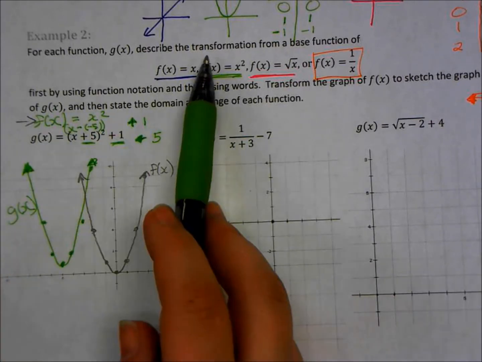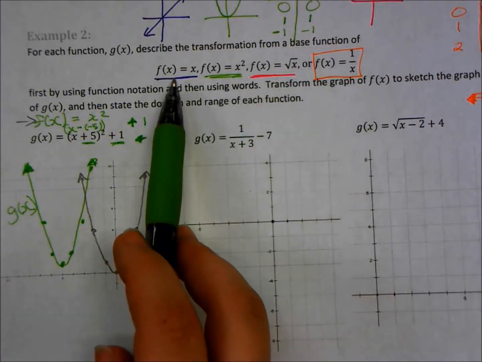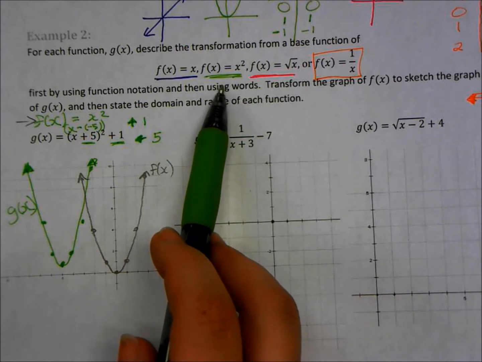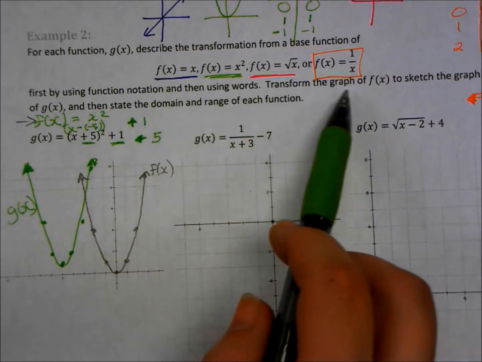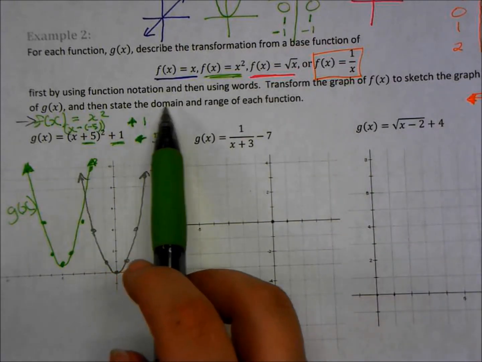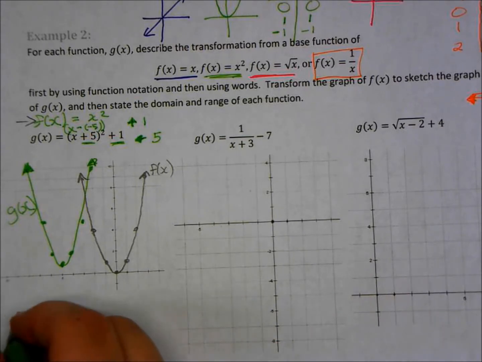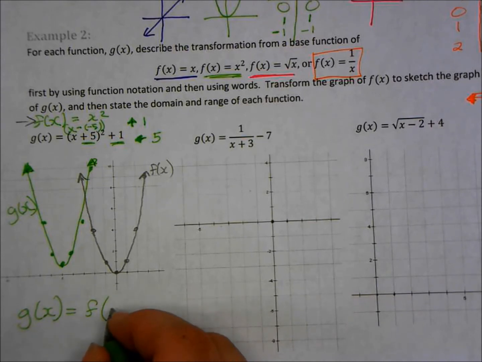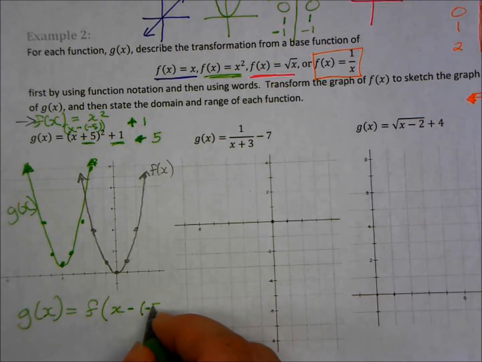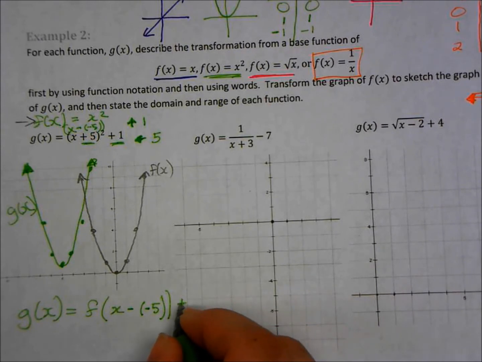For each function g of x, describe the transformation from the base function, first by using function notation, and then using words. Transform the graph of f of x to sketch the graph of g of x, and then state the domain and range of each function. So, if we want to use function notation, we would write g of x equals f of x minus negative 5, plus 1.